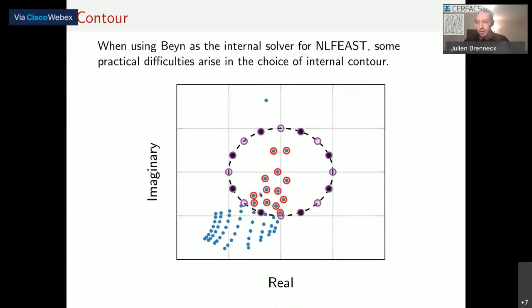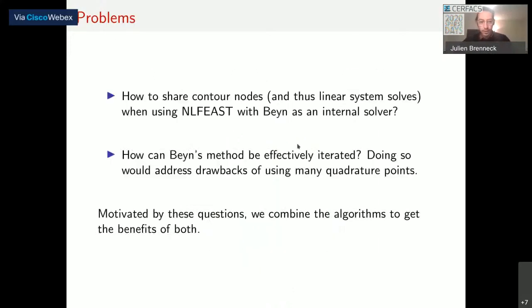So I guess the main practical difficulty is just that you then have a second method you have to configure within the first method, and it's not really clear how to do that. So when working on these, the question that led to this work was how do we share the contour nodes between NL FEAST and the internal Beyn solve, and that would also solve the linear systems simultaneously for both. And then another perspective is how can we iterate Beyn's method, because that would address drawbacks of having to use many quadrature points for that.